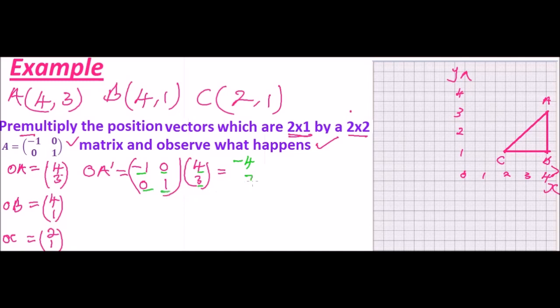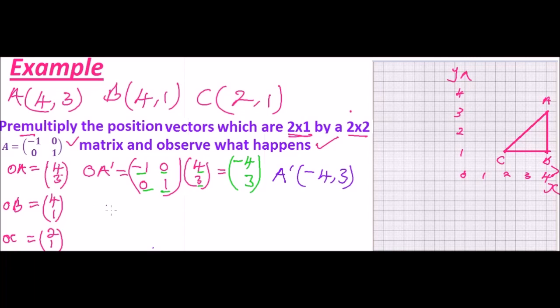So this will give us 3. Since this is our new position of A, the coordinates of A prime, the image of A, will be minus 4, 3. So that is our new position of A. We do the same to the others.